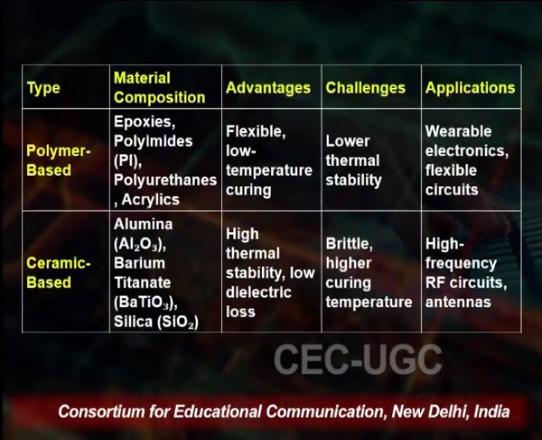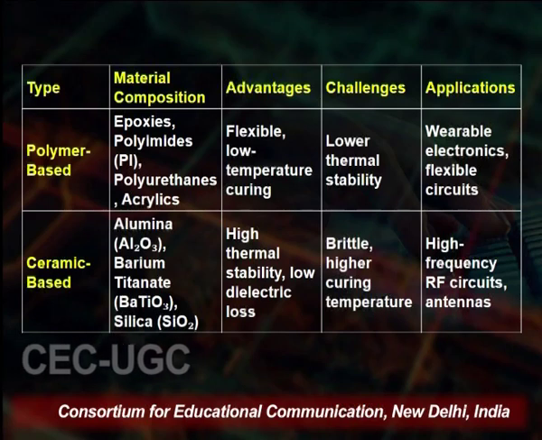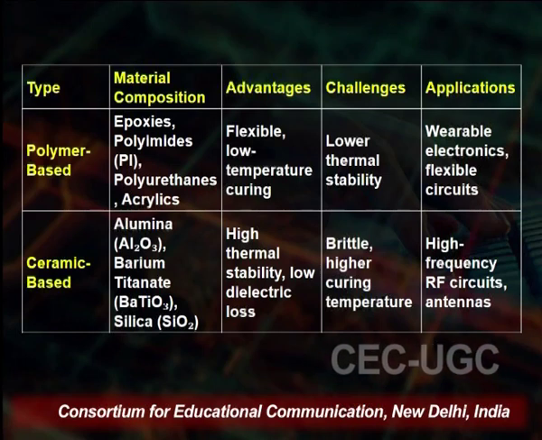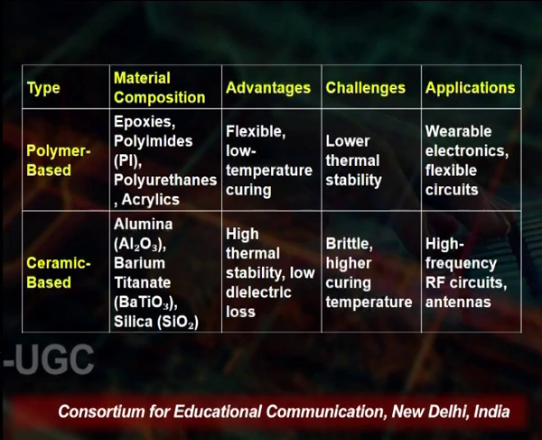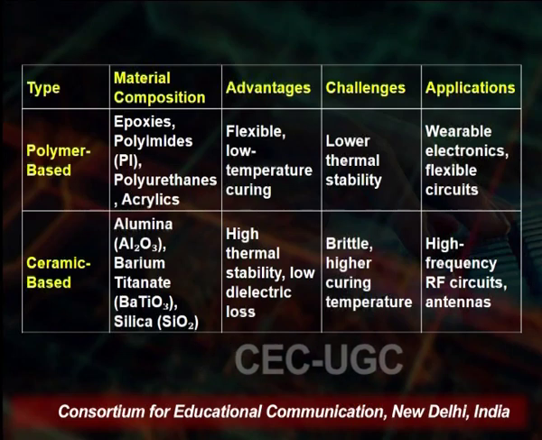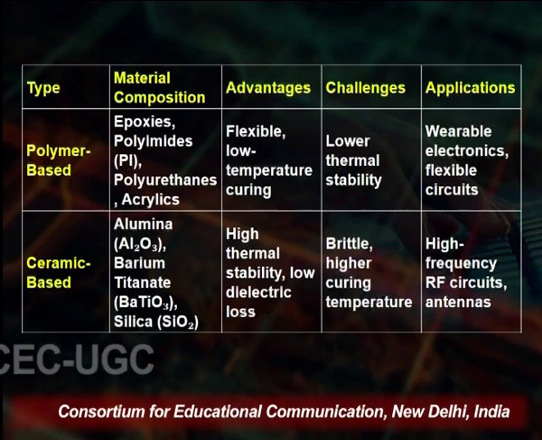Then we are having the comparison between these inks. Polymer based: epoxies, polyimides and acrylics are used for this polymer based ink. Advantages, it is flexible with low temperature curing, and the challenges, low thermal stability as compared to the ceramic. We can prepare wearable electronics, flexible circuits and so on.